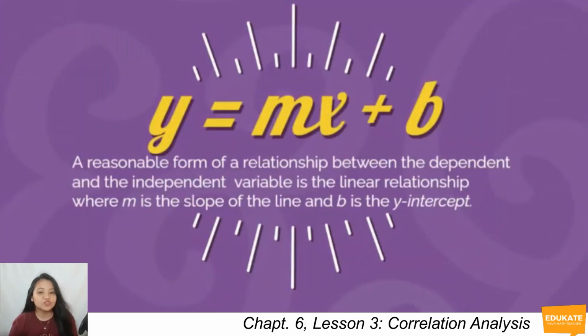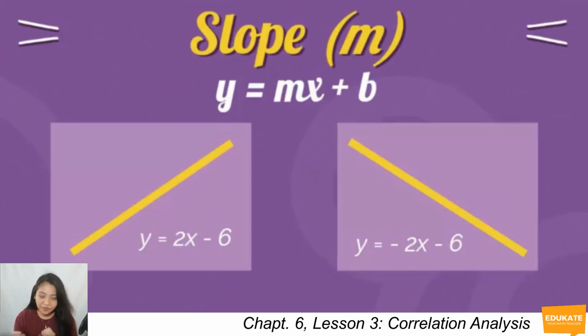So this is the equation used for regression analysis. We have y is equal to mx plus b. A reasonable form of a relationship between the dependent and independent variables is the linear relationship where m is the slope and b is the y-intercept, x is your independent variable, and y is your dependent variable. To recall, the slope of the line is the change in y over the change in x, where the y-intercept is the value on the y-axis where the line crosses, or when x is 0.